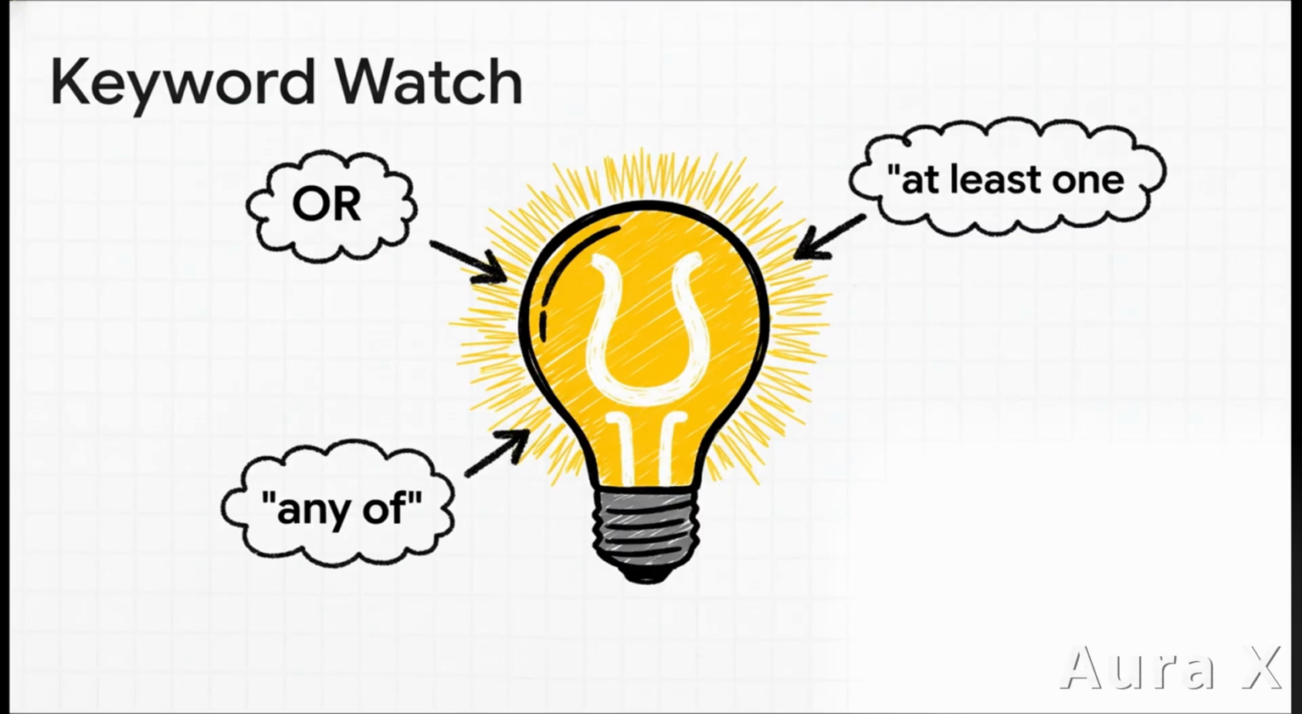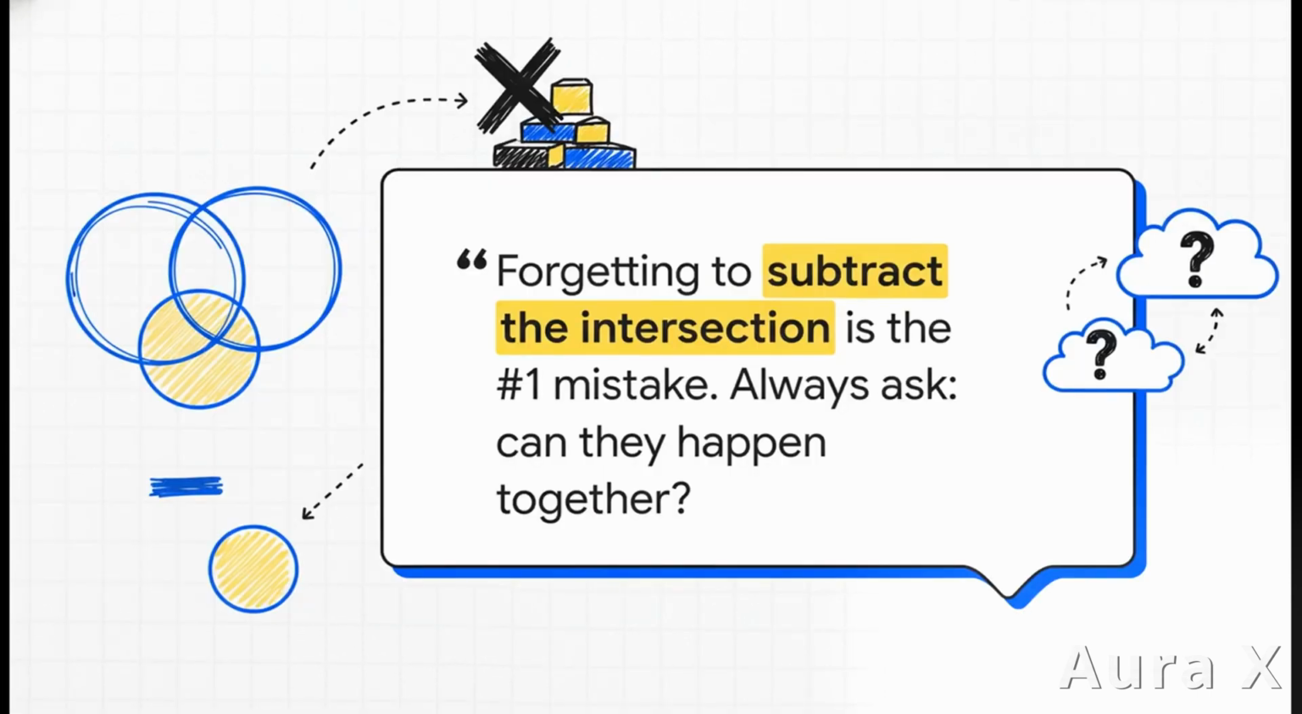And here's a little pro tip for you. When you're reading a problem and you see keywords like or, at least one, or any of these, a little light bulb should go off in your head. That is your signal that you're dealing with a union, and you probably need to use the general addition rule. Look, if you only remember one thing from all of this, let it be this. The number one most common mistake is just forgetting to subtract that overlap. So before you ever add two probabilities, just stop and ask yourself one simple question. Can these two things happen at the same time? If the answer is yes, you have to find that intersection and subtract.